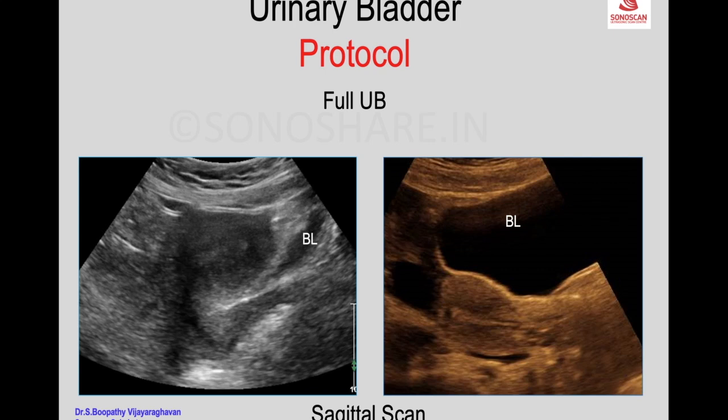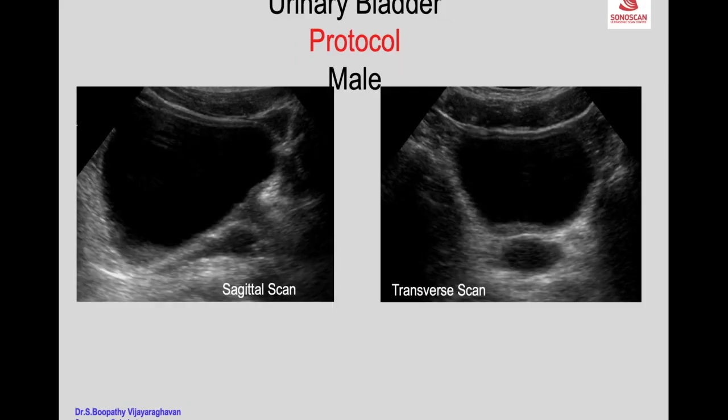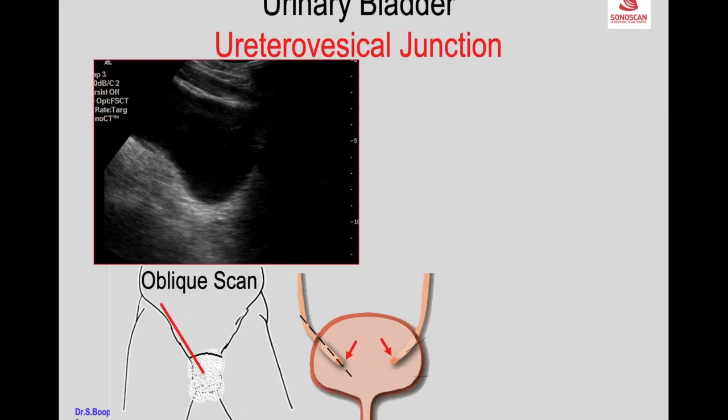So full bladder is required. Now you see the empty bladder, so you cannot study the empty bladder. So the bladder has to be full to study the bladder as well as structures posterior to the bladder. So this is a sagittal scan. So in the male, you see the sagittal scan and the transverse scan, and you see the bladder as fluid filled.